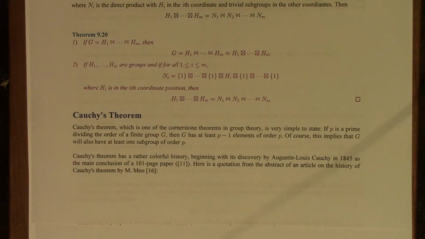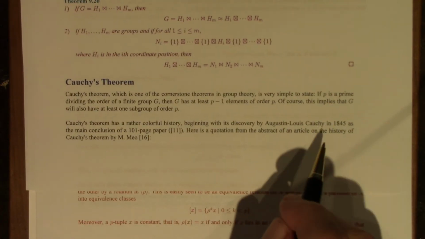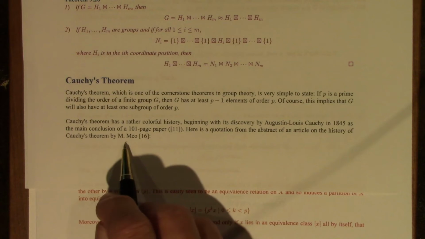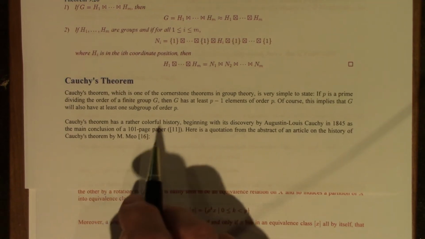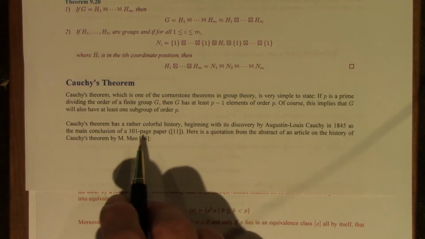Cauchy's theorem has a rather colorful history, beginning with its discovery by Cauchy in 1845. It was the main conclusion of a 101-page paper. And here's a quotation from the abstract of an article on the history of Cauchy's theorem by Mio. I have references here both to Cauchy's original paper and to Mio's paper. It's in the book.